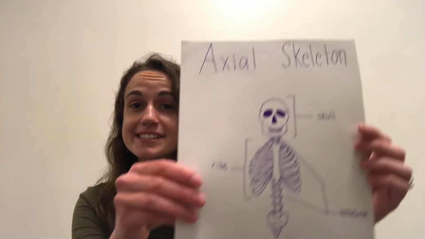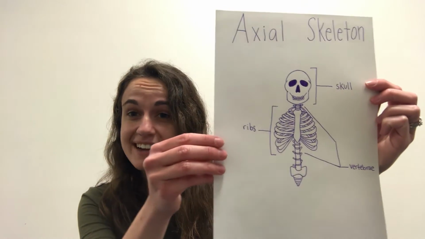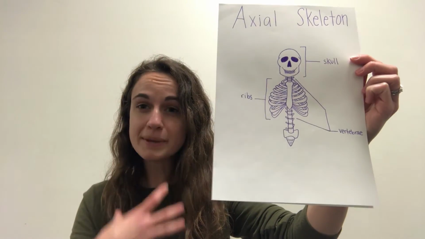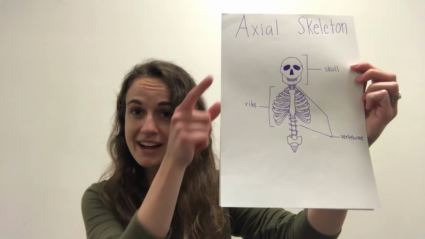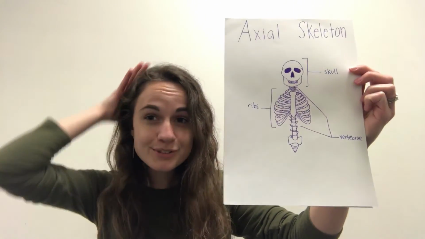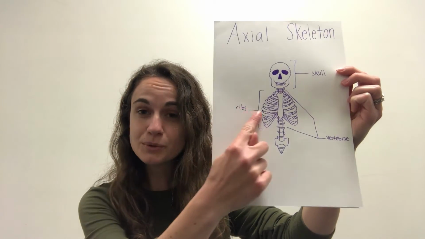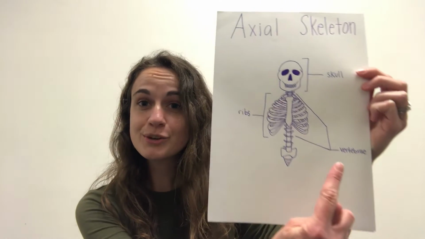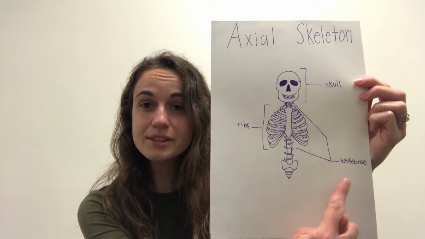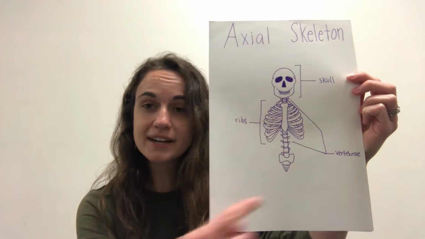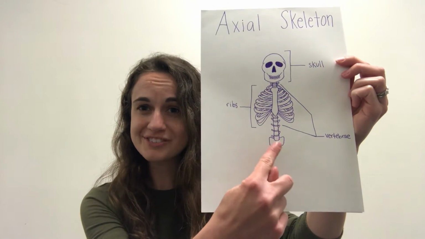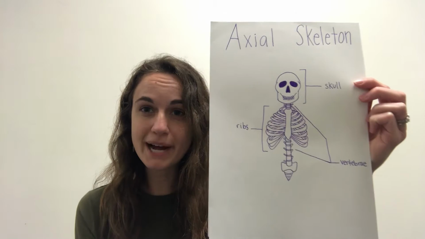The first part is the axial skeleton. The axial skeleton includes these bones sort of down the middle of your body. So we have the skull, this is the bones in your head, your ribs, the bones in your chest, and your vertebrae. These are the bones all the way down your back, from your neck down to what we often call the tailbone down here, the bottom of your back.